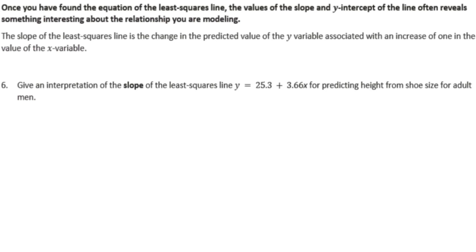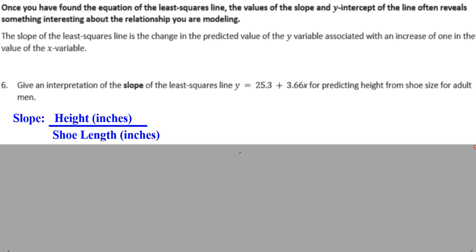So once you've found the equation of the least squares line, the values of the slope and y-intercept of the line often reveal something interesting about the relationship you're modeling. The slope of the least squares line is the change in the predicted value of the y variable associated with an increase of one in the value of the x variable. So, given an interpretation of the slope of the least squares line, y equals 25.3 plus 3.66x, for predicting the height from shoe size for adult men.